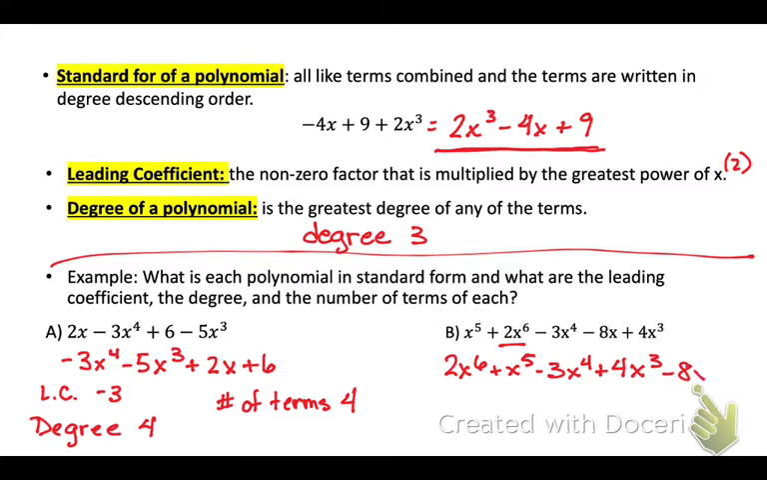Okay, what's the leading coefficient? Coefficient is a number, a non-zero factor that is multiplied by the greatest power. So the greatest power is x to the 6th, and the leading coefficient is 2. What is the degree?